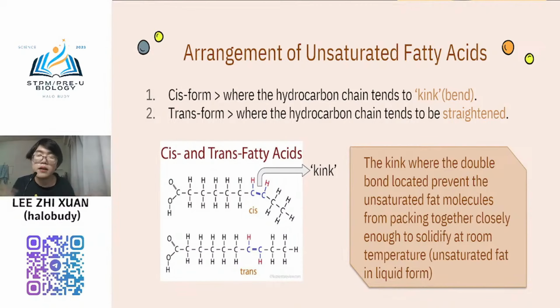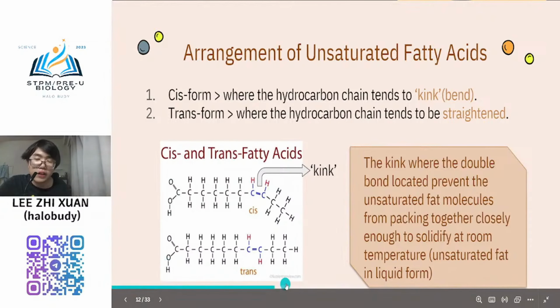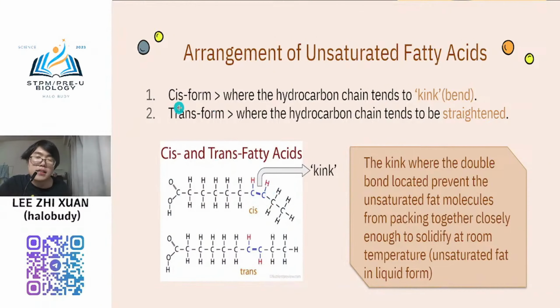But in unsaturated fatty acid, due to the presence of a double bond, they can be either a bend shape or a straight chain, based on the structural form. Either it is the cis form or the trans form. If the structure is cis form, it means that the hydrogen atoms are located next to each other on the same side.